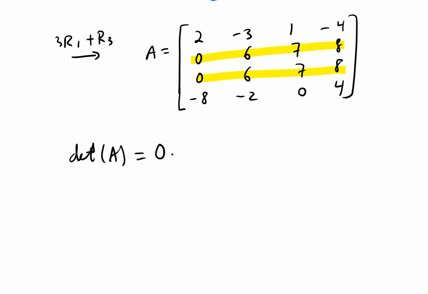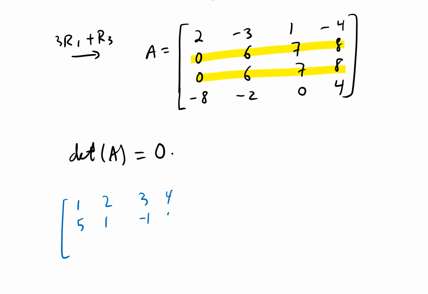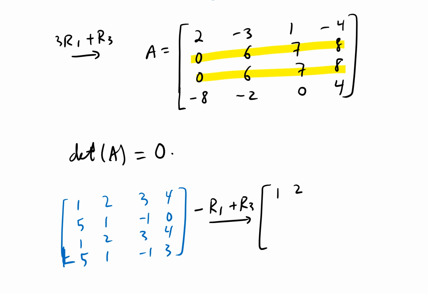And let me go back to the question that one of you asked earlier. If we have two rows that are the same for 4 by 4 matrices, 1, 2, 3, 4, 5, 1, negative 1, 3. Notice what we can do to find the determinant. Although these two rows are the same, you can take row 1 multiplied by negative 1 and add it to row 3. So row 1 stays the same, 5, 1, negative 1, 0, 0, 0, 0, 0, 5, 1, negative 1, 3.